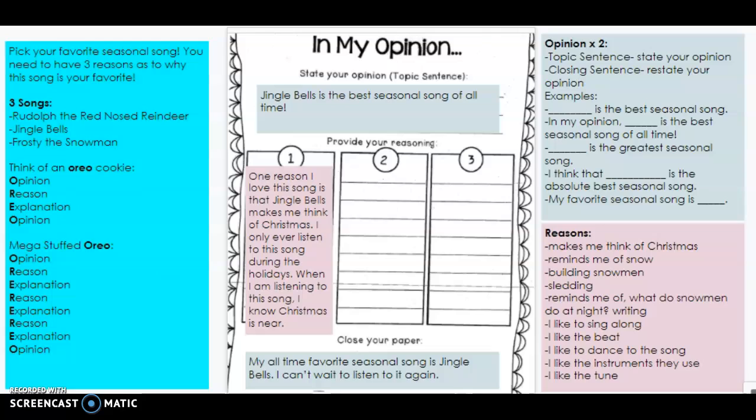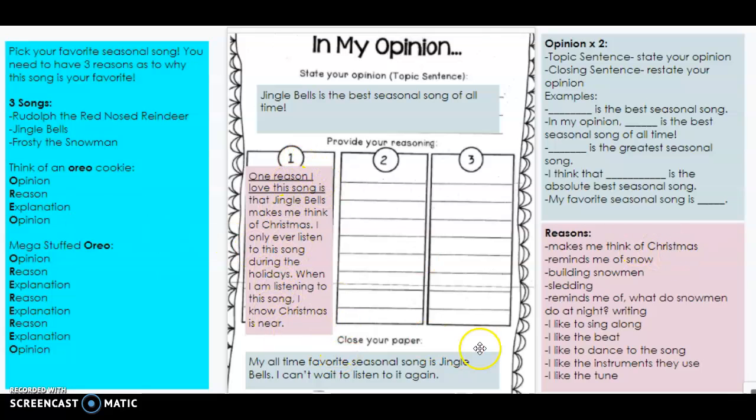So I explained why the song makes me think of Christmas, saying that I only listen to the song during the holidays and that when I'm listening, I know Christmas is here. Notice I started off, I used a transition. "One reason I love this song is," that's my transition that I use to get my sentence started. I didn't just say "makes me think of Christmas." I have a little transition in there.